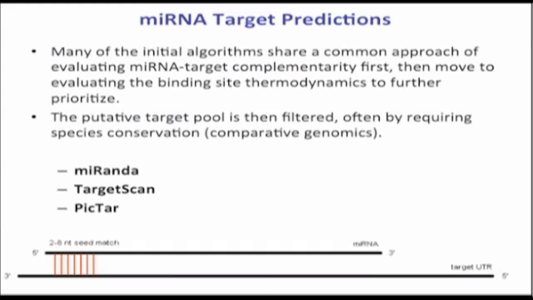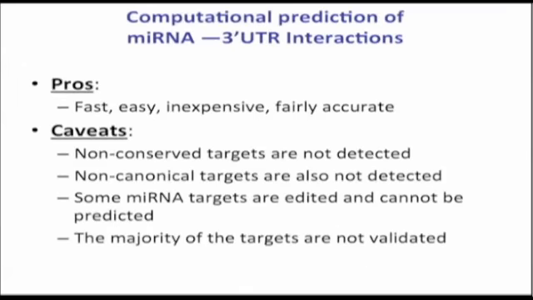So the most used ones nowadays are Miranda, TargetScan, and PicTar. They are quick, inexpensive. You can go on a browser, you can just put your sequence of the UTR. It tells you what are the microRNA most likely targeting the UTR, and so on. The problem is that they cannot detect non-conserved targets. If the target is specific to human and is not present in mouse and other organisms, there's no way you can actually predict it using this software.